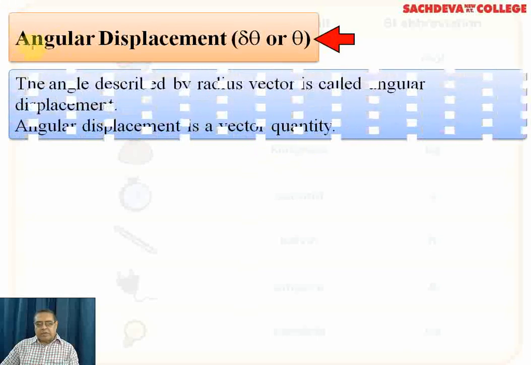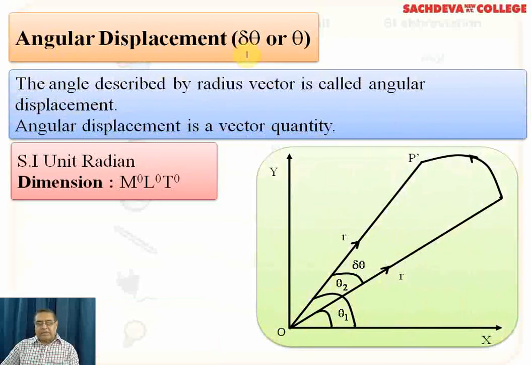Now we come towards angular displacement, and again we consider the same figure. Angular displacement is indicated by the arc which is meeting at P. Theta 1 and theta 2 are the two angles, and the change in angle is delta theta. R is the radius vector. The angle described by the radius vector is called angular displacement. When we use the term linear displacement, it is the distance between two points in a plane in a particular direction. But now it is angular displacement, so obviously the particle is moving in circular motion. The angular displacement is a vector quantity.